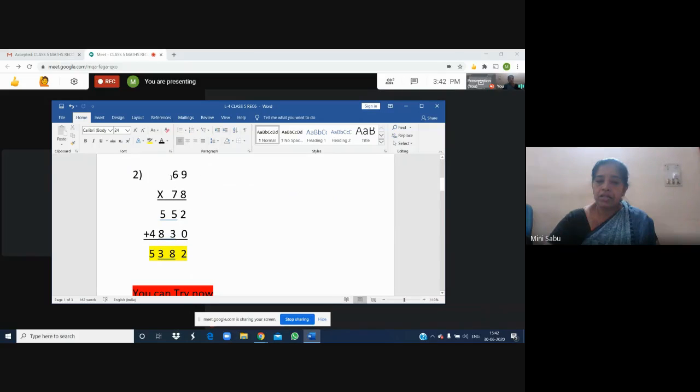It's the multiplication of a 2-digit number by another 2-digit number. Here also, this 78 has 2 digits. So our multiplication will have 2 steps. Okay, we will start with the ones place. 8 9s are 72. Here carryover is 7. 6 8s are 48. 48 plus 7 is 55.